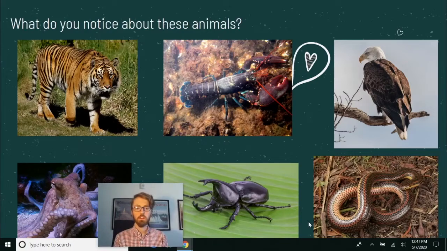Now that you see these 6 pictures, can you group them together? Which of these animals is similar to the other? How are they similar? How are they the same? How are they different? What groups could you make up? I'm going to let you think about that, and then I'll tell you some of the groups that I see.